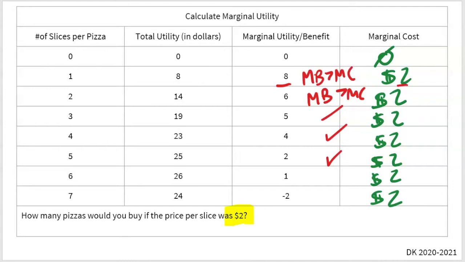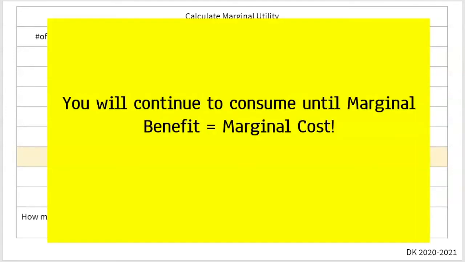The answer is no. The reason for that is our marginal benefit is now less than our marginal cost, or our marginal cost is greater than our marginal benefit. With the 6th slice of pizza, we're only gaining $1 worth of satisfaction. We're only getting $1 worth, but we're paying $2 for that slice. And so because our marginal cost is greater than our marginal benefit, we are going to stop and maximize our satisfaction with that 5th slice of pizza. And so here, you are going to continue to consume until your marginal benefit equals your marginal cost.